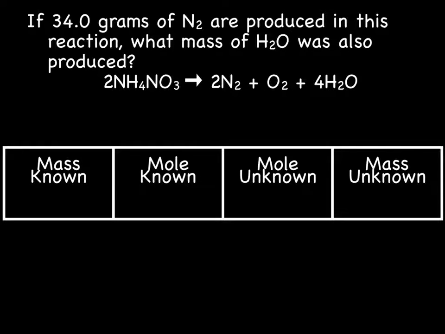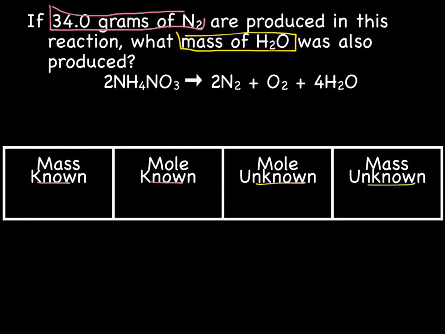Okay, so the first thing we need to do is figure out our known and our unknown and where to put things in our map. So our known, we know about nitrogen. We know we have 34 grams of nitrogen. We'll make our known in pink. And our unknown, or what we're trying to look for, is the mass of water. We'll make our unknown in yellow.